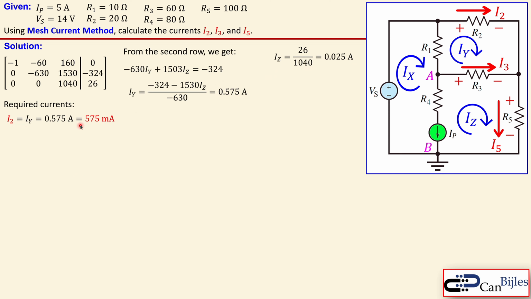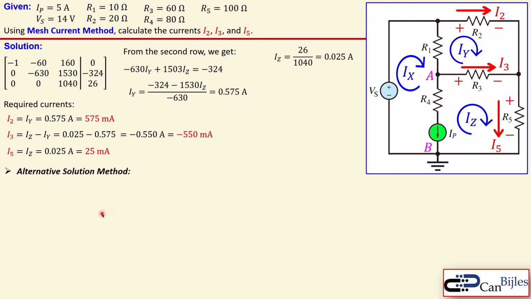So the required currents, again: I2 is equal to just IY, so you can just take this value, which is 575 milliamps. Next one, I3 is equal to IZ minus IY. Now we know what IZ is, we know what IY is, so this will be minus 550 milliamps. I5 is just IZ, that is just 25 milliamps. So we have now the required currents for this example.